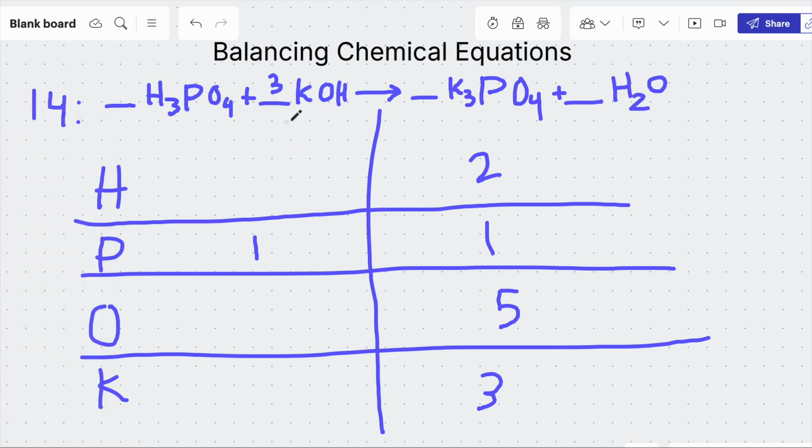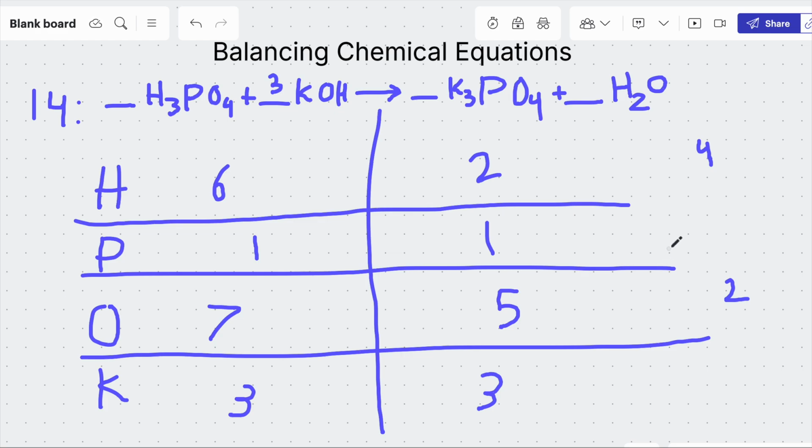So our K's, 3 times 1, that just gives us 3. Our O's, we have 3 times 1 over here, so that's 3, plus our 4 there is 7. Now our H's, we've got 3 times 1 right there, which is 3, plus our 3 over here, that gives us 6. I thought that was 9. Okay, it's been a day. All right, now our H's don't match up, and our O's don't match up. We need a way to add 4 more H's and 2 more O's.